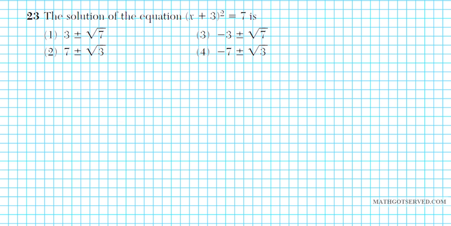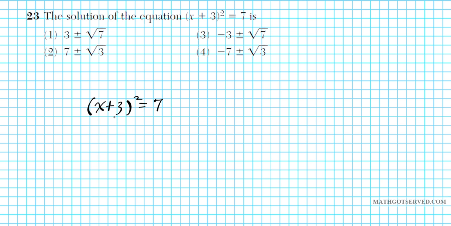All right, let's take a look at number 23. It says the solution of the equation (x plus 3) quantity squared equals 7 is. So this is a quadratic that's been solved by completing the square. The square is already completed, so we just want to isolate the x. Okay, so there are 2 steps we're going to use here. Firstly, we'll use the square root property to eliminate this square, and then we'll just subtract to get x isolated.